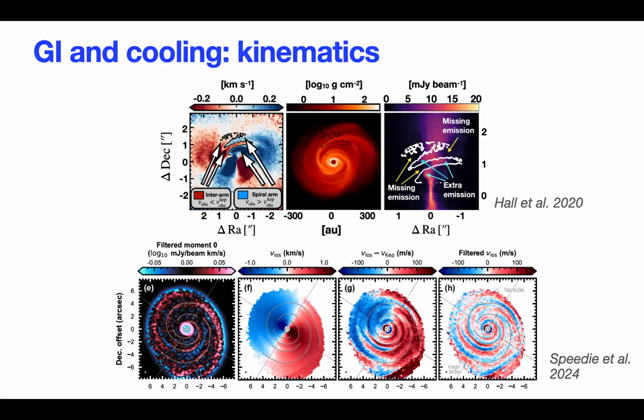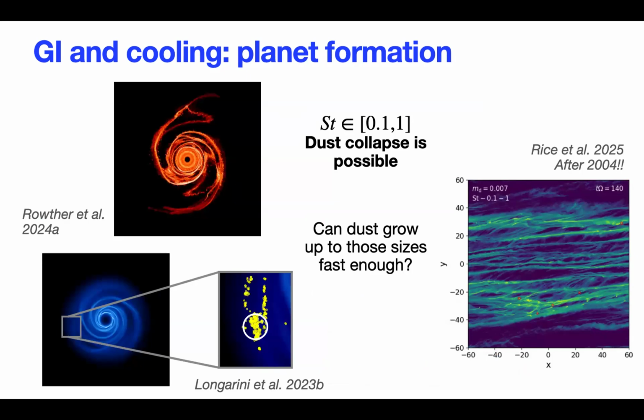We used cooling and GI a lot in previous works, for example, to study kinematic signatures of gravitational instability in protostellar disks. For example, this is a work by Cassandra Hall, where she introduced this concept of GI wiggles, which are kinematic perturbations due to the presence of a GI spiral structure. And we also used this model, for example, in a paper by Jess Speedy, modeling the disk around the star Auriga.